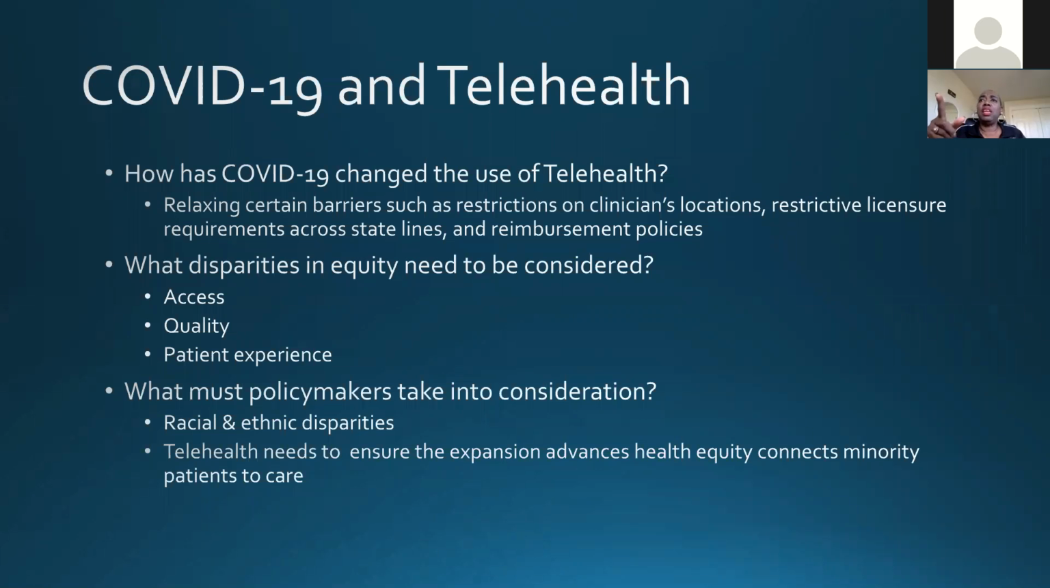The disparities in equity need to be considered: access, quality, and the patient experience, okay? Going back to those aspects of the quadruple aim. And I have a question, and I put a couple of points here. What must policymakers take into consideration, right? Their racial and ethnic disparities. And then telehealth needs to ensure the expansion of advanced health equity, connecting minority patients to care, okay?